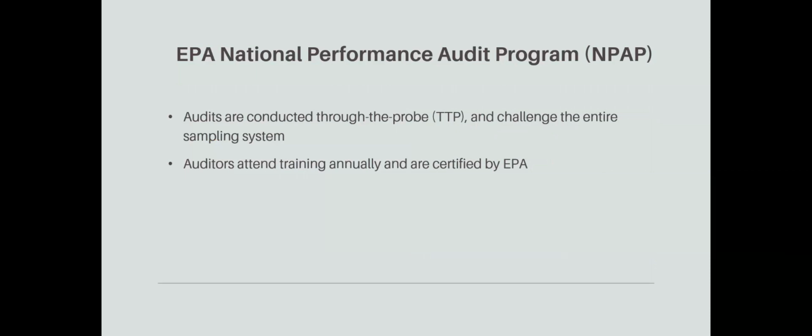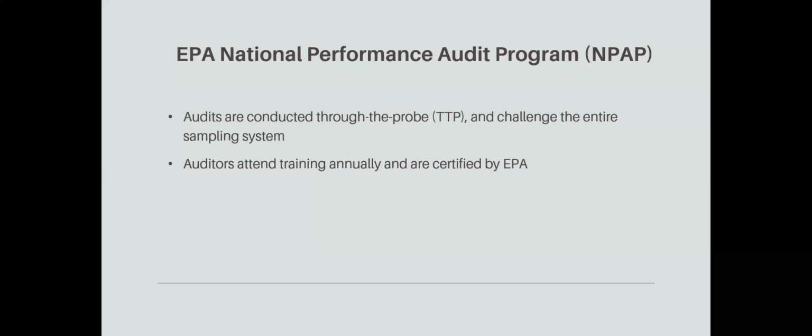The unique feature about the NPAP program is all audits are conducted through the probe. Pretty much EPA delivers all the gas at your sampling inlet to challenge your entire sampling system. And I've seen this firsthand where analyzers could be spot on, but because of dirt or leaks in the manifold, they fail the audit. This type of audit helps identify those types of issues.